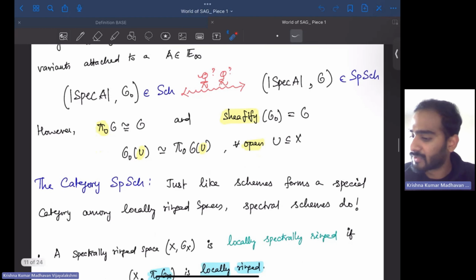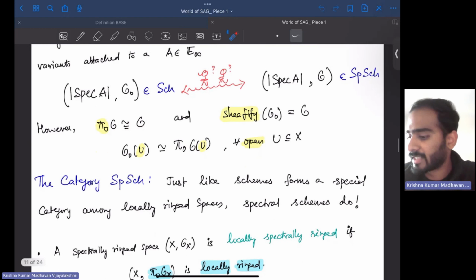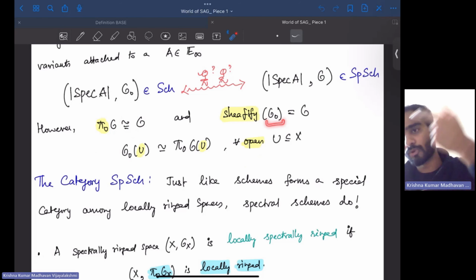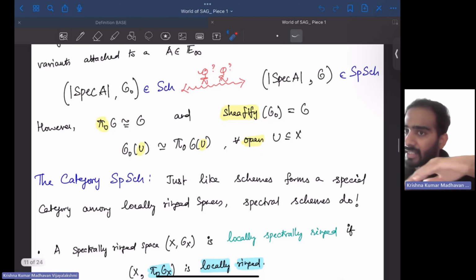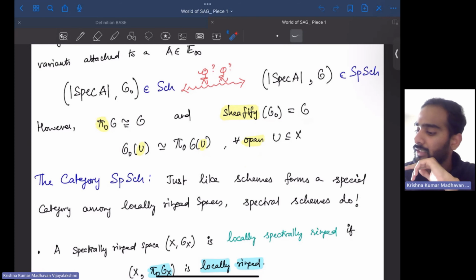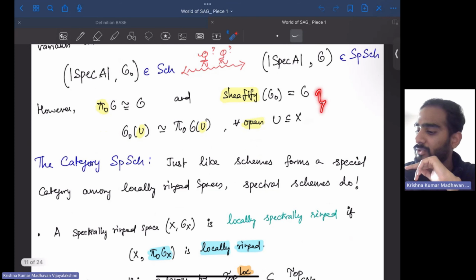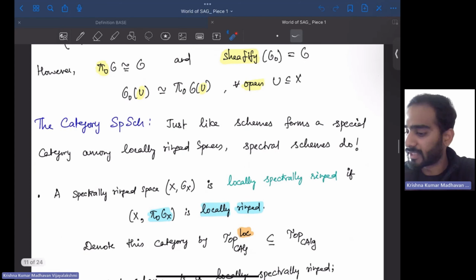But nevertheless, we have this good criterion, which is to just take the pi0 of this structure sheaf. It is exactly isomorphic to the structure sheaf itself. This isomorphism is not a strict isomorphism, but it is an isomorphism up to some coherent data. And to get back the original sheaf, you just have to sheafify the underlying structure sheaf. That's enough. And one can also ask this question locally. So locally, we also have an isomorphism up to some coherent data.